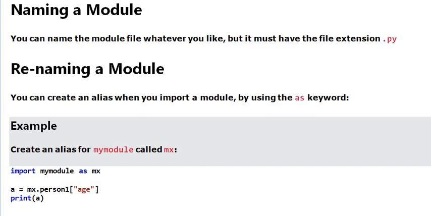So you can name the module file as you like, but one thing is you must have the file name extension .py only. Even you can create an alias. Look at this, import mymodule as mx. mx is an alias here. Whenever I want to use mymodule dot something, I can use mx dot something. So look at that, a is equal to mx.person1["age"], from the previous module with the dictionary.